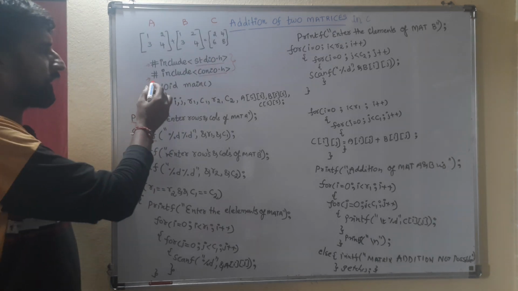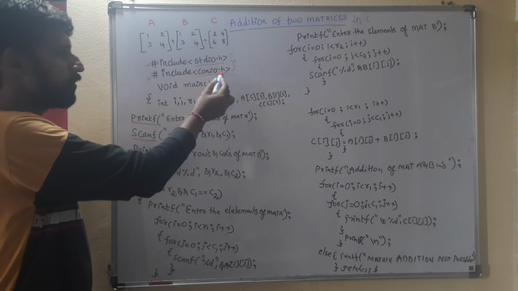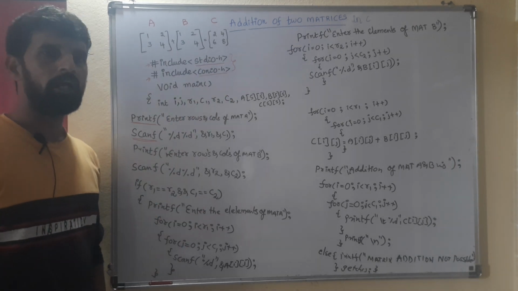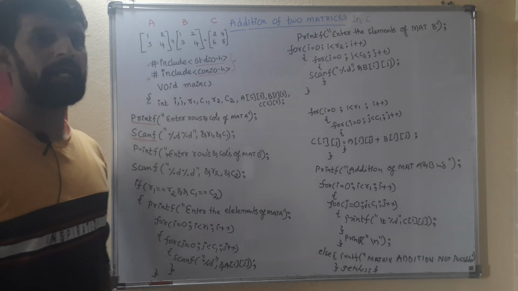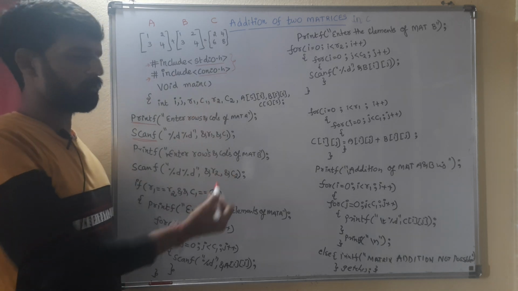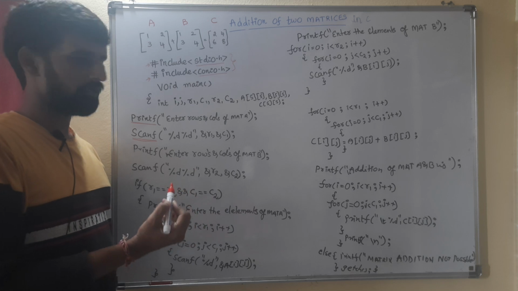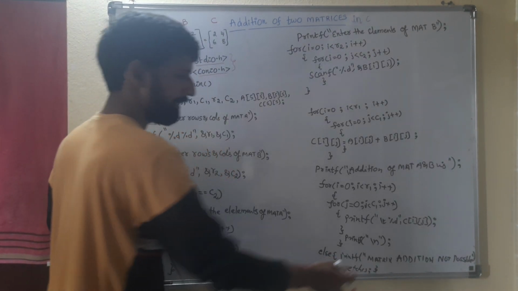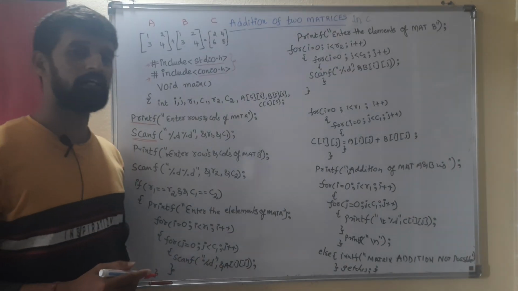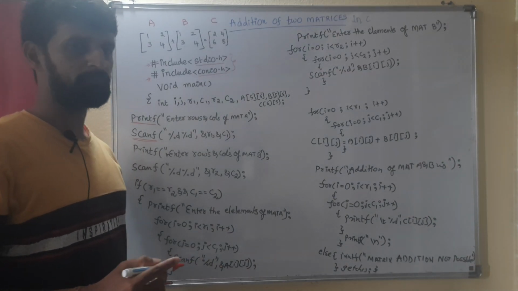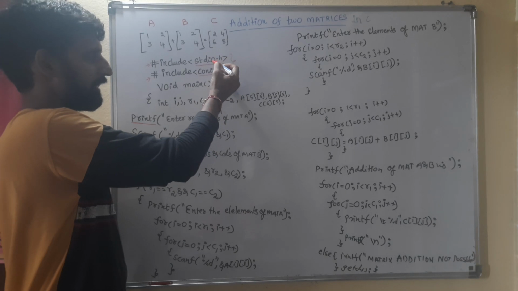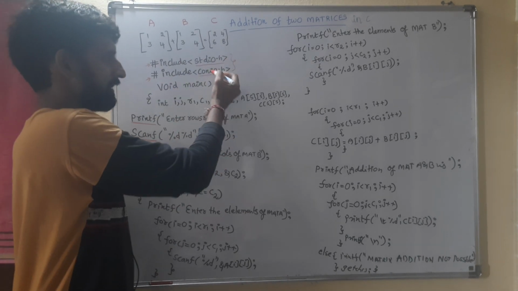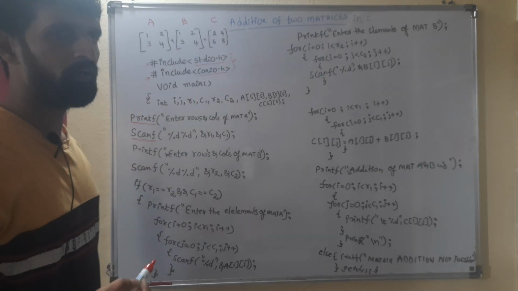Okay, second one, what we have, hash include conio.h. What is the full form of this conio.h? Console input output header file. In this we are going to have different methods. First one is called getch. Second one is called clrscr. So whenever we use printf and scanf, we use stdio. Whenever we use getch and clrscr, we use conio.h.